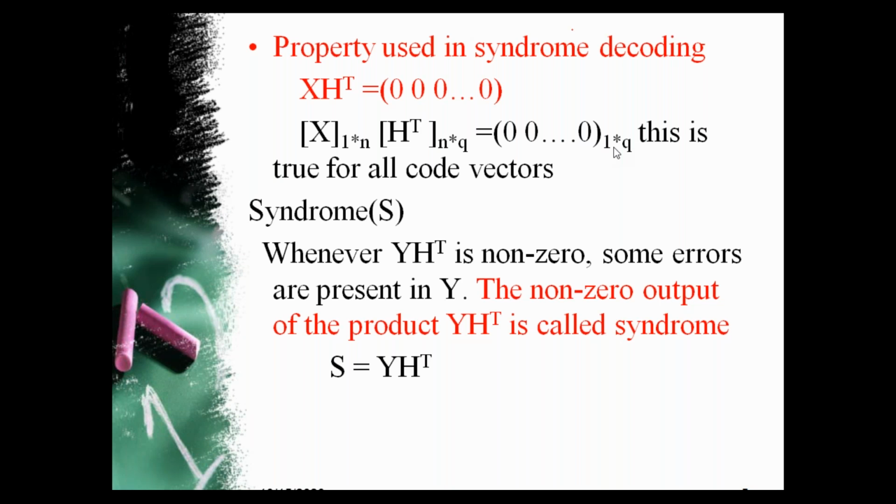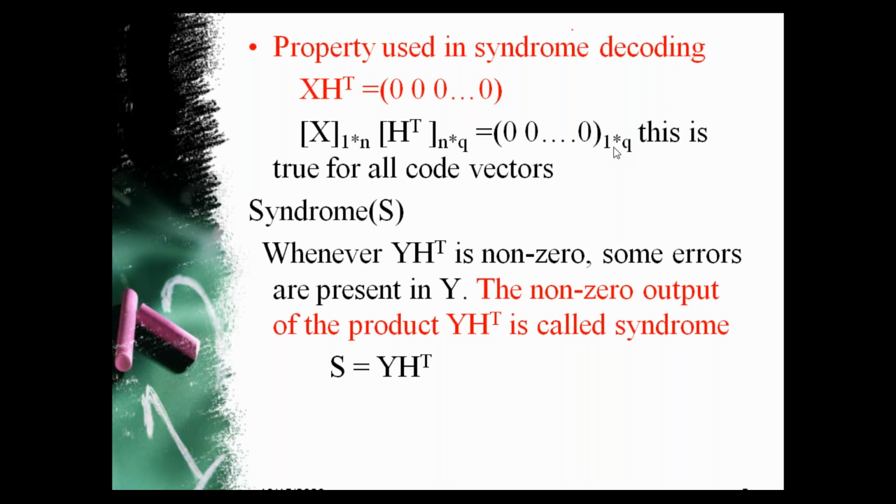If Y into H transpose gives a non-zero vector, that is, a 1 by q vector in which there are some 1s, it means some errors are present. The non-zero output of the product Y into H transpose is called the syndrome. I think you have got what I have said.